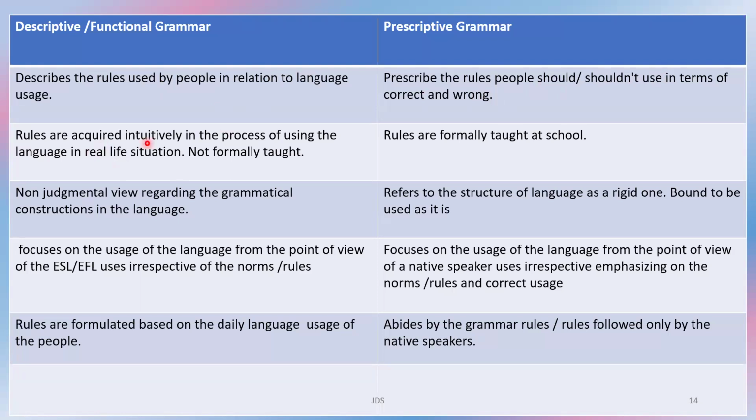Rules are acquired intuitively in the process of using the language in real life situations. Acquisition becomes important over here. More than teaching grammar, they tend to acquire the grammatical rules, not formally taught. Here, over-teaching is done. Rules are formally taught at school.